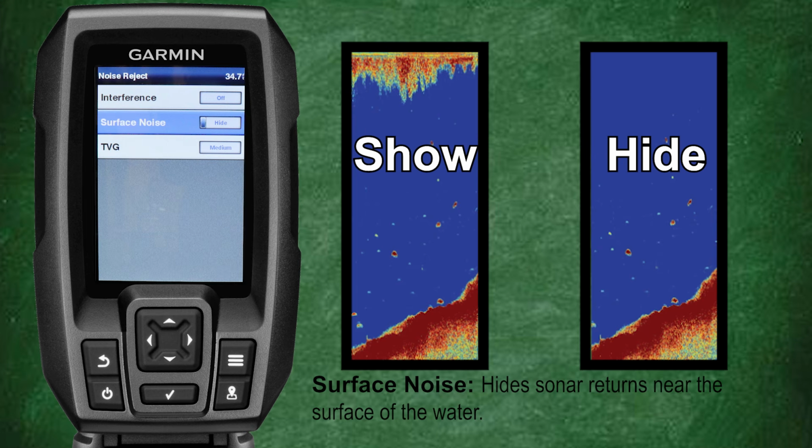I personally prefer to keep my surface noise setting to show, and that's because with the surface noise hidden, the fish finder may also hide any fish that may be present near the surface. Plus, I feel the Garmin Striker has a better option for controlling surface noise without such a high risk of masking targets near the surface, and that's what we'll be covering next.